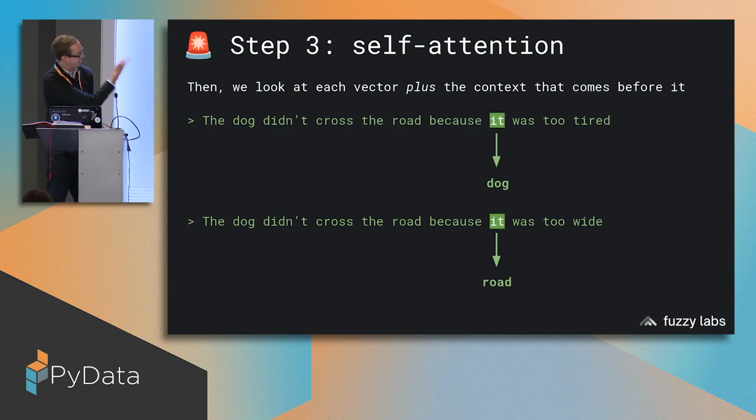But the idea here is let's compare two sentences. The dog didn't cross the road because it was tired. The dog didn't cross the road because it was too wide. We understand that "it" in these sentences has a different meaning. It refers to something else earlier on in the sentence.